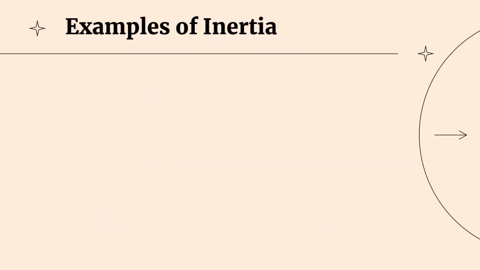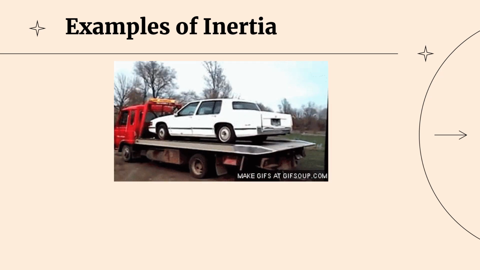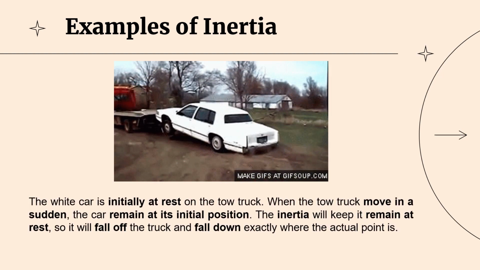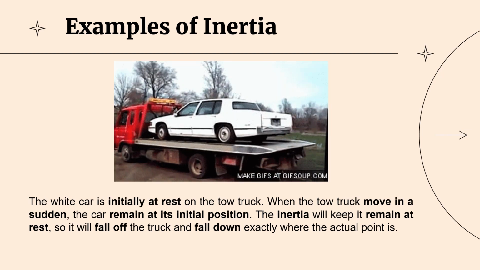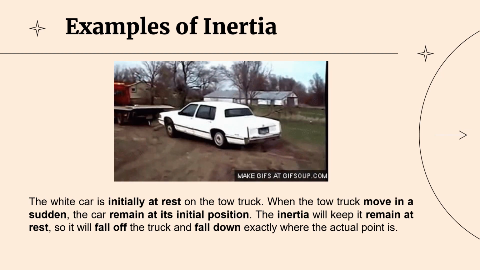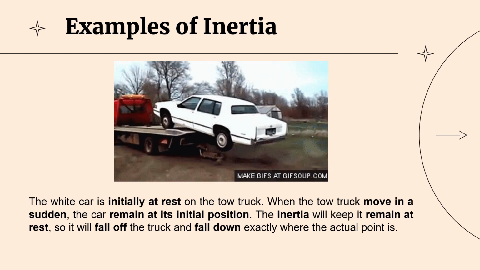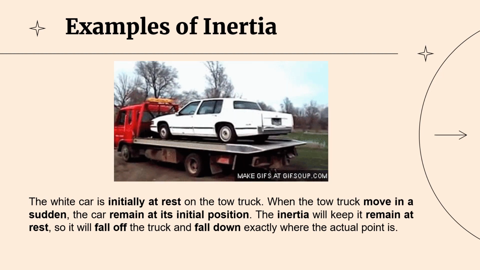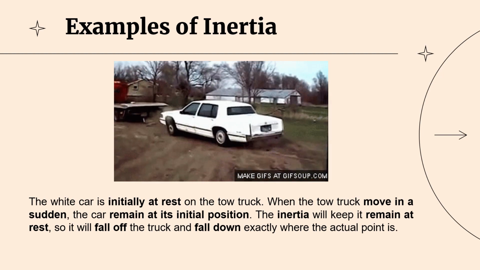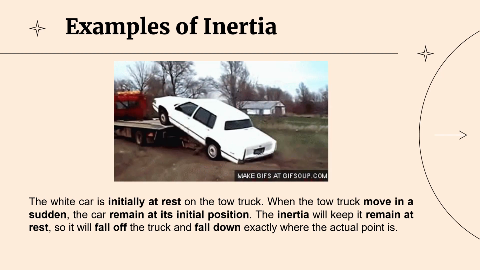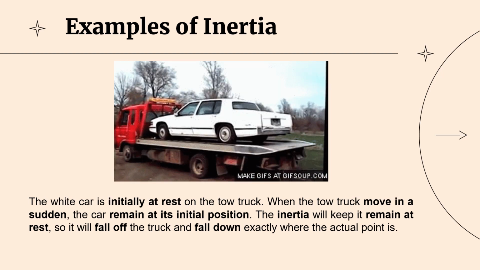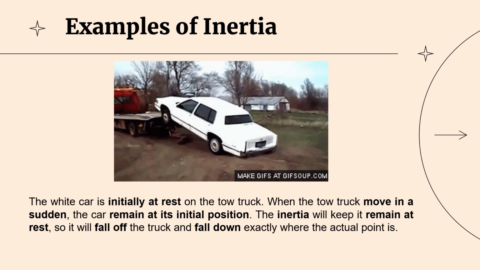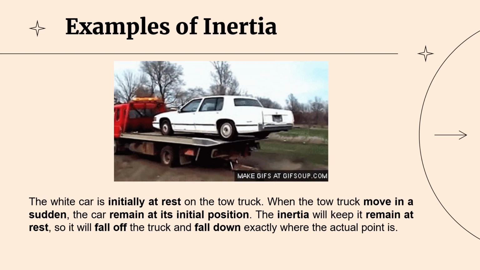And this is another example of inertia. Look at the white car. The white car is initially at rest on the tow truck. When the tow truck moves suddenly, the car remains at its initial position. The inertia will keep it at rest, so it will fall off the truck and fall down exactly where the actual point is.